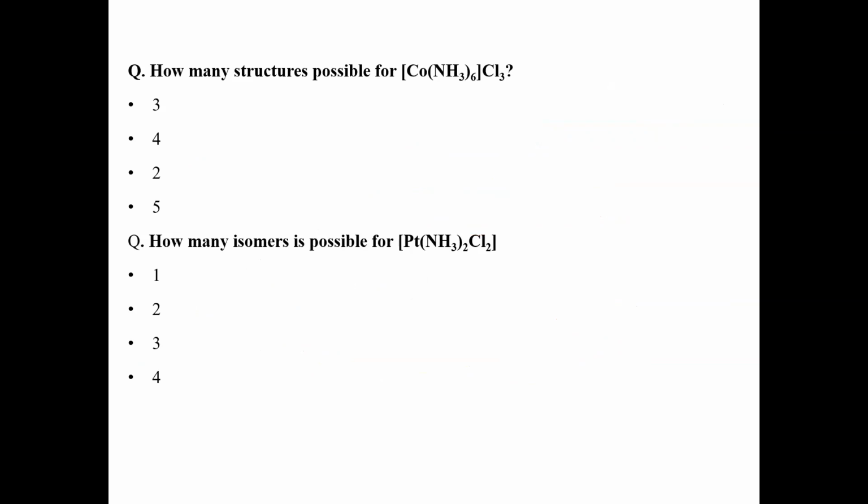So moving to the next two: how many structures are possible for this particular complex? Examine cobalt chloride, and how many isomers are possible for this?